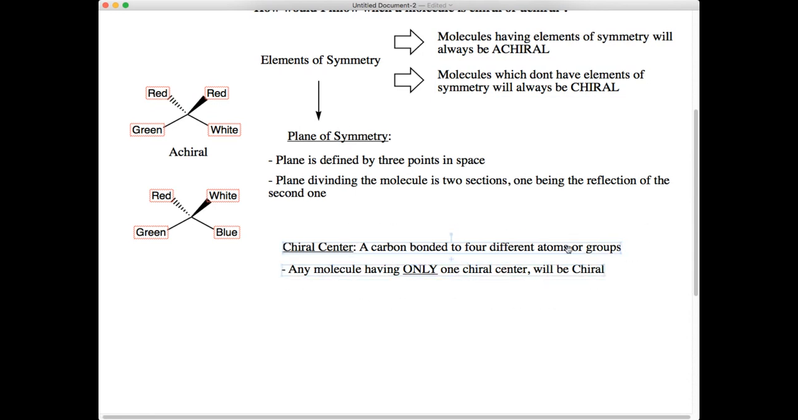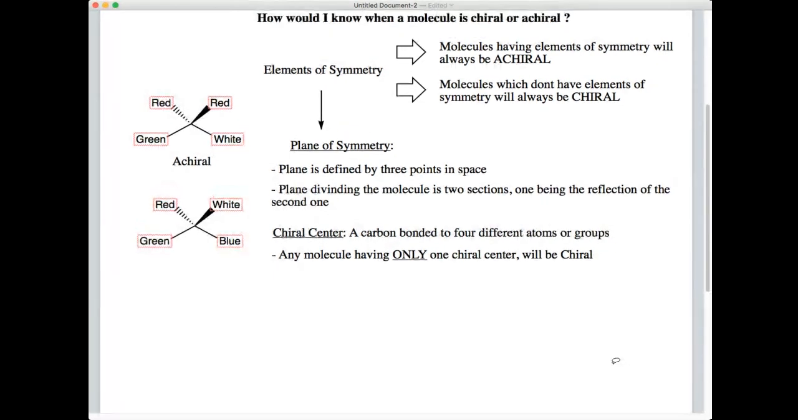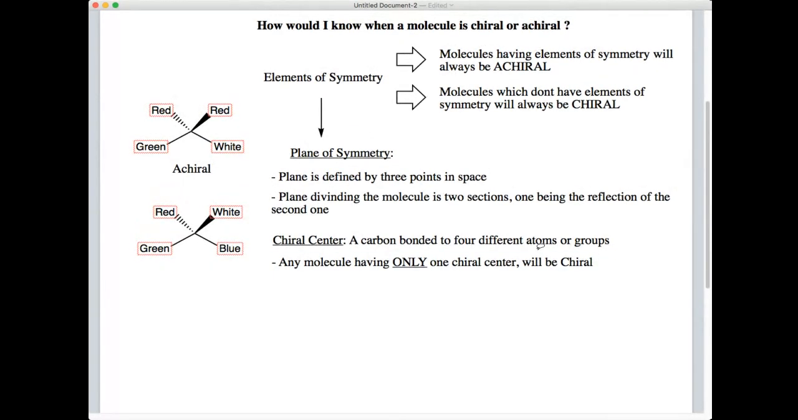Any questions so far? As a summary, to repeat the ideas that we have discussed so far, we can classify molecules into chirals and achirals. We are going to use the presence of a plane of symmetry at first. I'll tell you another element of symmetry now, but at first, a plane of symmetry to determine if the molecule is chiral or achiral. Any molecule having an element of symmetry, in this case a plane of symmetry, will be achiral, and vice versa. Molecules with no symmetry will always be achiral.